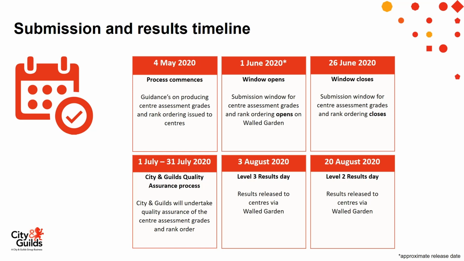Then, between the 1st of July and the 31st of July, City and Guilds will undertake quality assurance of the assessment grades and rank ordering you have provided. You'll need to make sure that you have staff available to provide evidence upon request. This is similar to previous years where we may request additional evidence from centres for awarding. Results will then be released on walled garden to centres as per the original published dates. Level 3 results are released on Monday the 3rd of August and Level 2 results on Thursday the 20th of August.